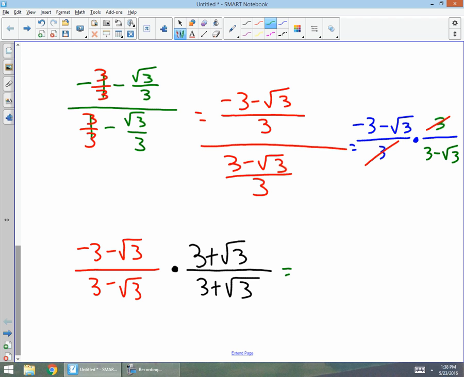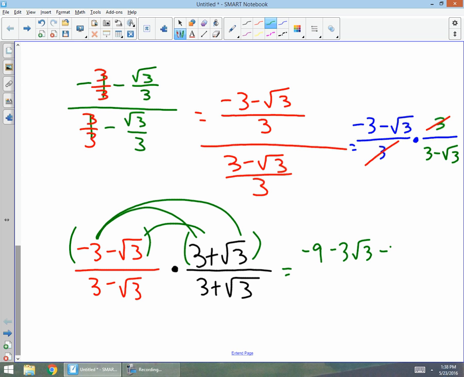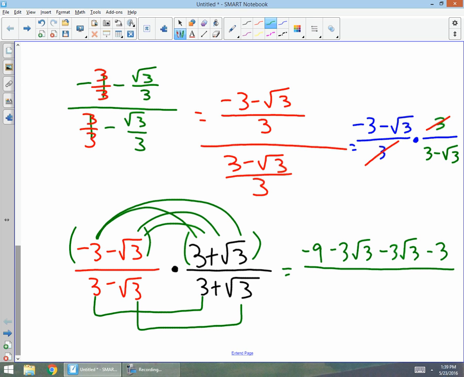Now we're going to go ahead and do a whole bunch of distribution in the numerator, which gives me -9. Let's do my outers. Minus 3 square root of 3. Do the inner. Minus 3 square root of 3. Do the last. Minus 3. All over. Now this is a conjugate, so we don't have to FOIL. We can just F and L, because the O and the I are going to cancel. So just the first and the last are going to produce something. So 3 multiplied by 3 is 9. Minus the square root of 3 multiplied by the square root of 3 is 3.